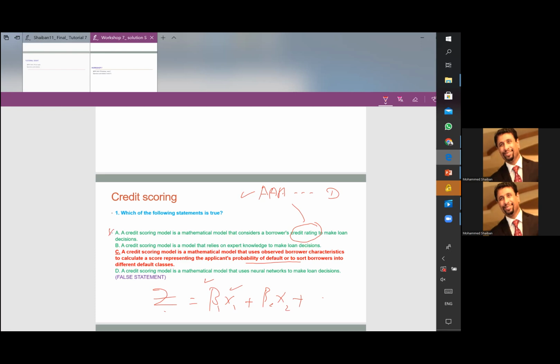B, a credit scoring model is a model that relies on expert knowledge. There is no expert knowledge here. This is what we call judgmental.